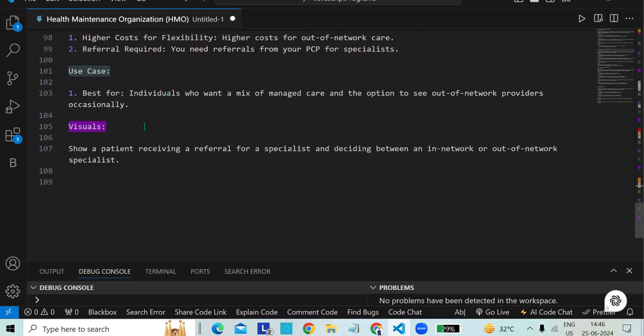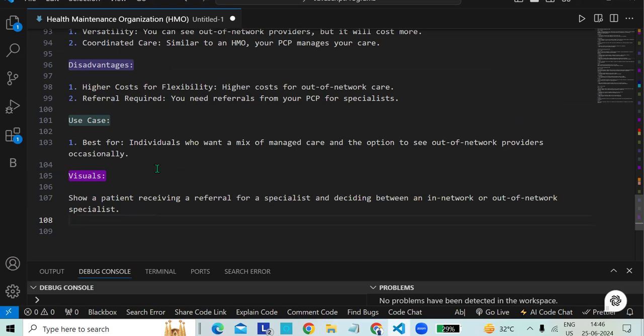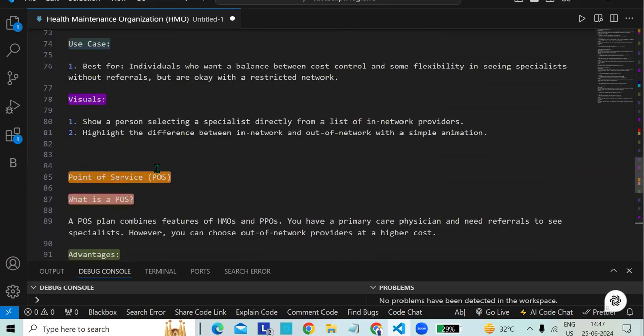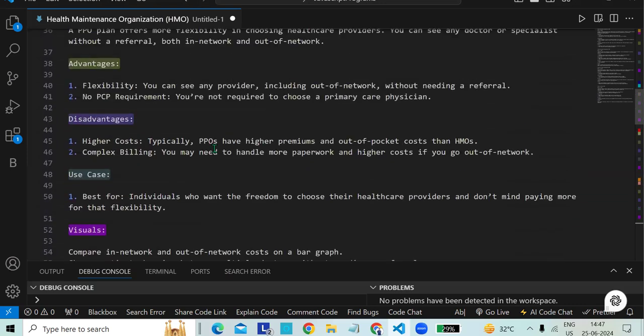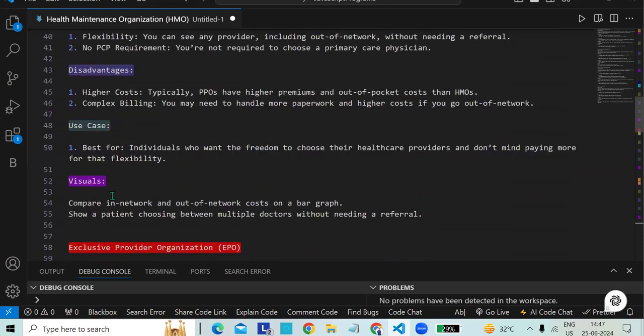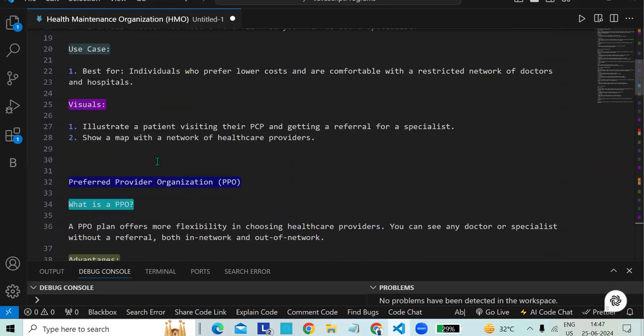So visuals: a patient receiving a referral for a specialist and deciding between an in-network or out-of-network specialist. Visuals are nothing but showing some pictures or animation, but I did not show any pictures in this class. I'm just reading the content. So neglect this visuals point. I just read these points. That's it.